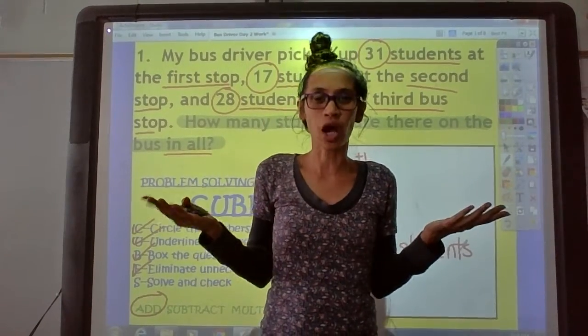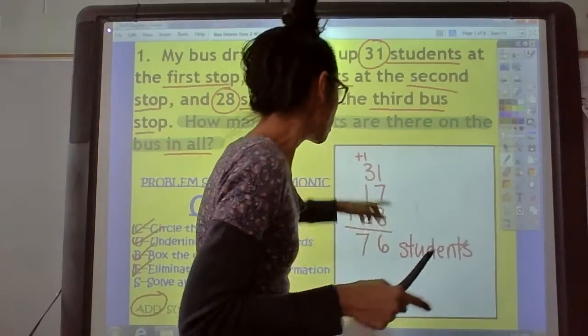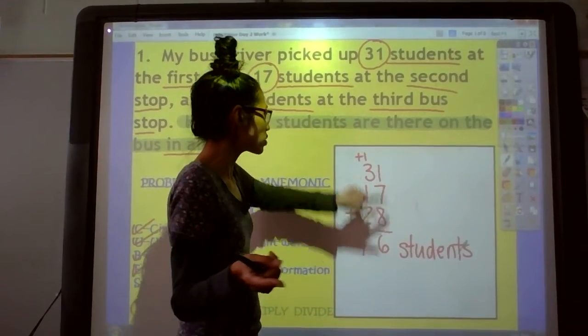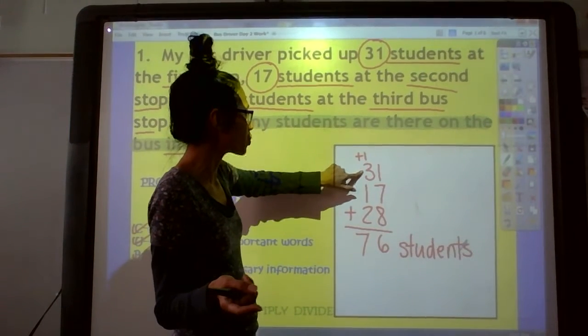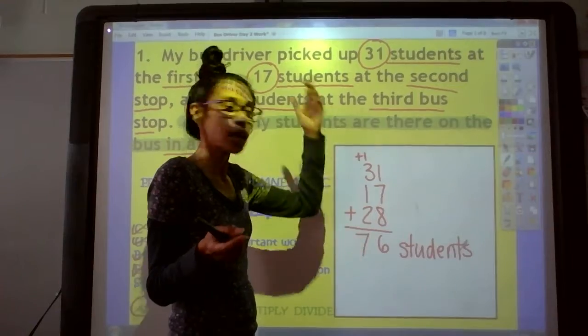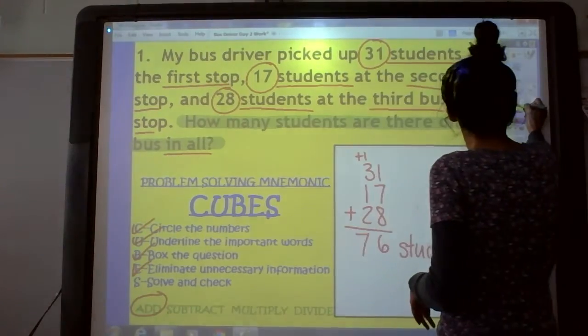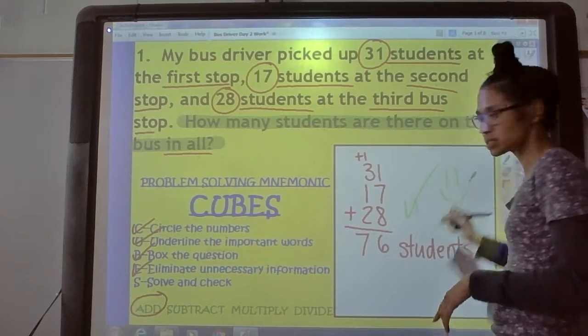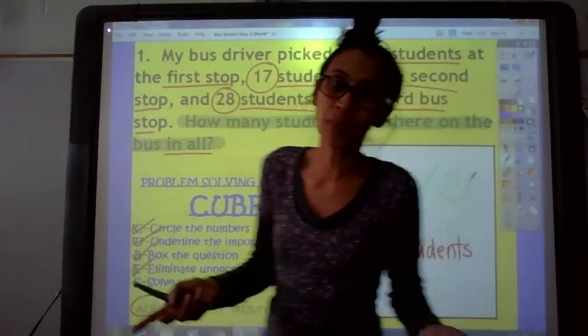We're done with the question. Oh no, we forgot to check. We got to check. Check it. 1 plus 7 is 8 plus 8 is 16. Write the 6, carry the 1. 1 and 3 is 4. Plus 1 is 5. Plus 2 is 7. Yup, we got that right. I'm going to give myself a big old check right there. Woohoo, happy face. We're done with question number 1.